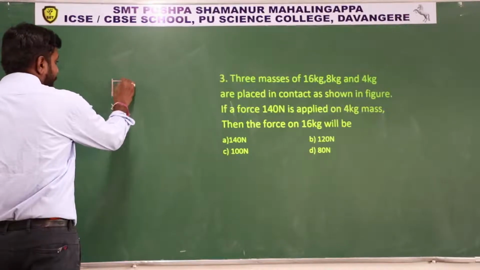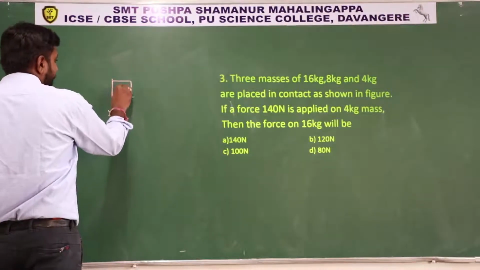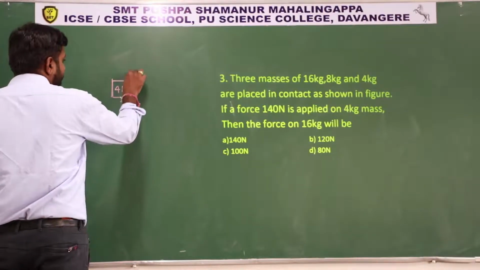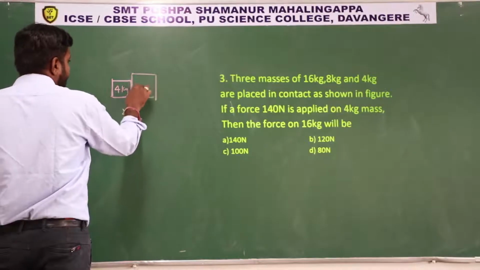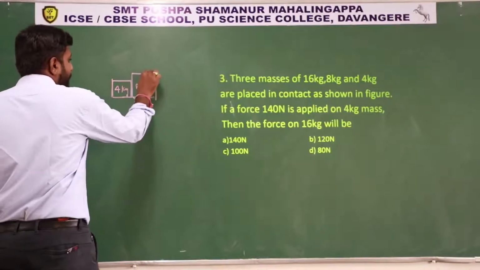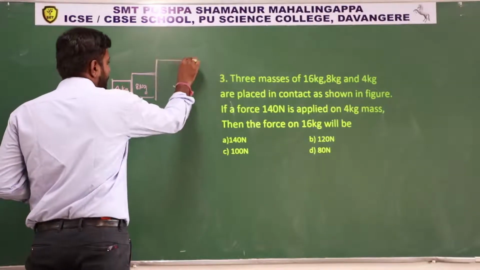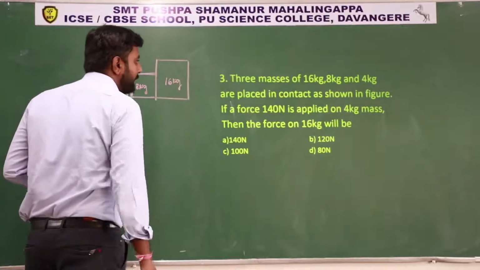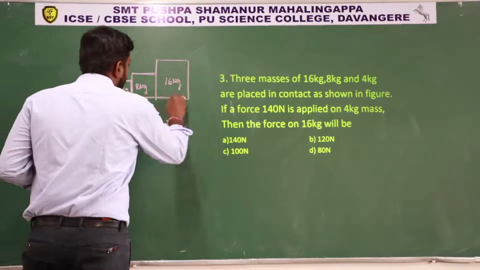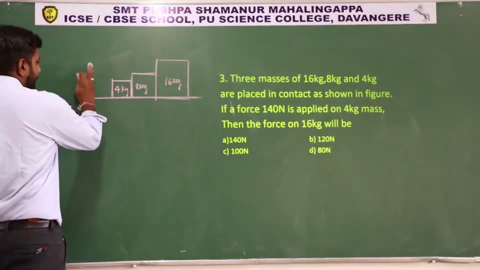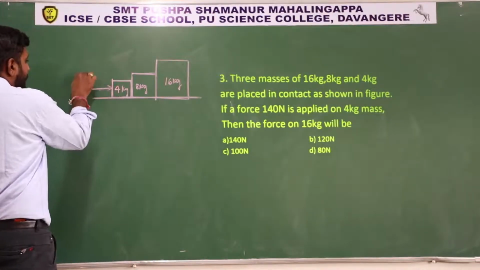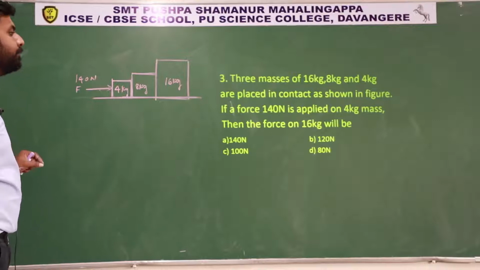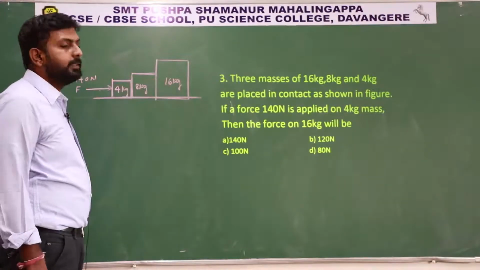So this is the diagram. This is the 4 kg block, and next one is given, the 8 kg block, and one more is there, that is the 16 kg block, placed in contact as shown in the figure. Then a 140 Newton force is applied on the 4 kg block. Then the force on the 16 kg block will be.